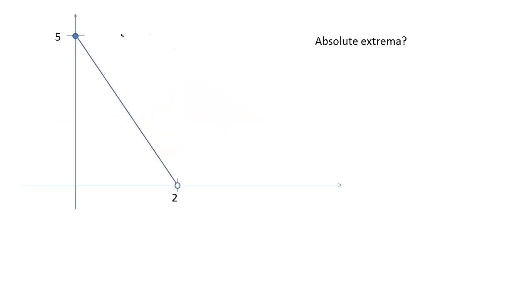Okay, this one has an absolute max, doesn't it? Up here, 5. So the absolute max is 5. Looks like it occurs at 0, I presume. But there is no absolute min. The outputs keep getting closer and closer to 0, but there's never a point where the output is actually 0. So no absolute min.